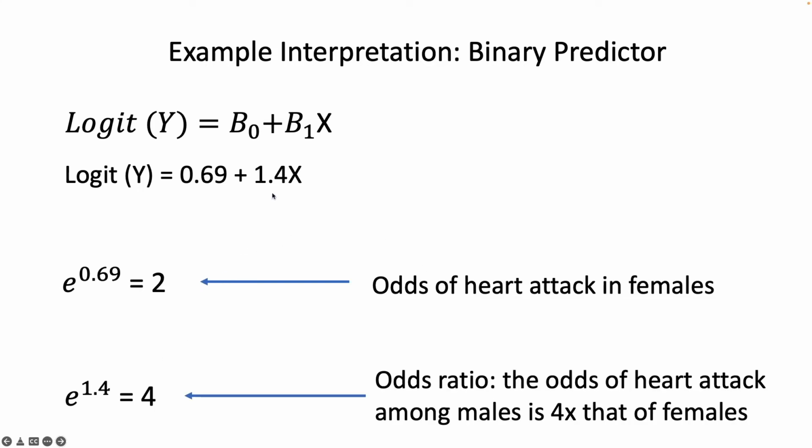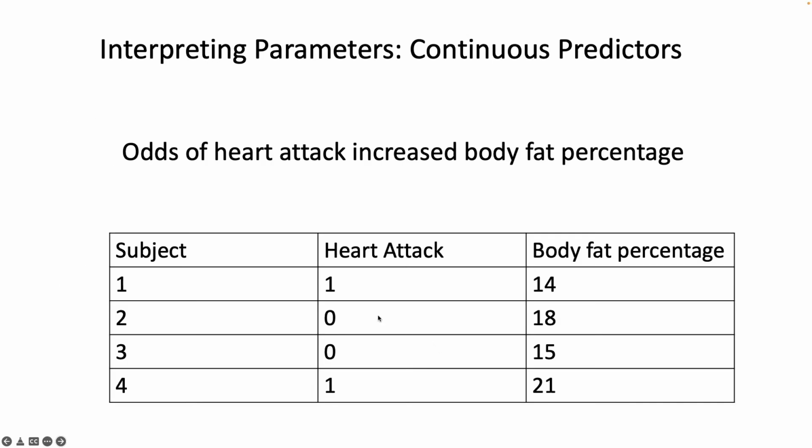1.4, that value has much more meaning, and if we exponentiate that, we get an odds ratio of 4. So that basically means that the odds of heart attack is 4 times greater among males than females, and this is just totally made up. I just chose these numbers so it would come out to a nice round odds ratio. That doesn't really mean anything as far as what the actual odds ratio is.